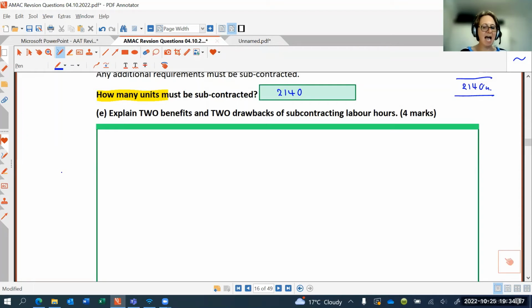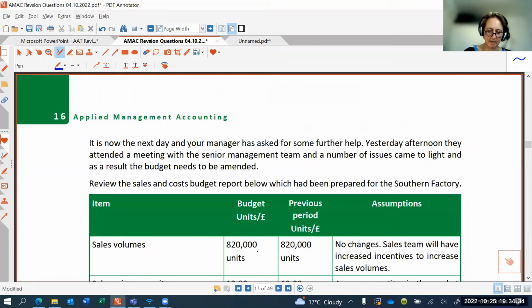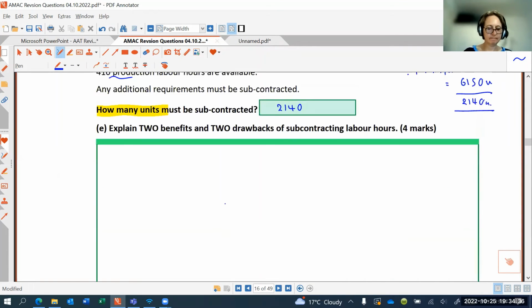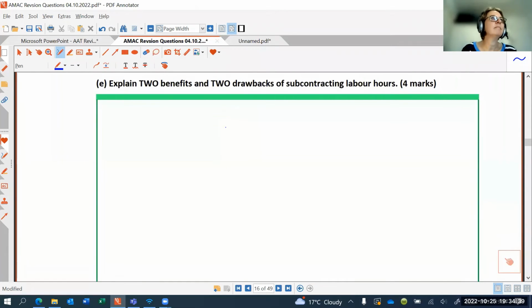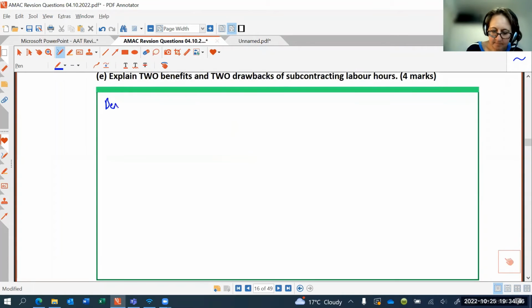Anybody like to give me any ideas about that? You think of anything good or anything bad about subcontracting your labour hours? Not much space there, but we can perhaps use that bit underneath. Good. Like that one, Alison. Absolutely. So shall we have that under benefits? Now, it does use the word explain, doesn't it?